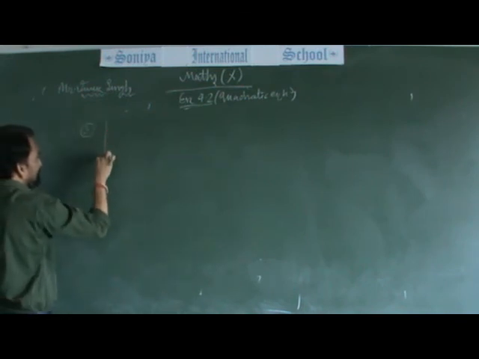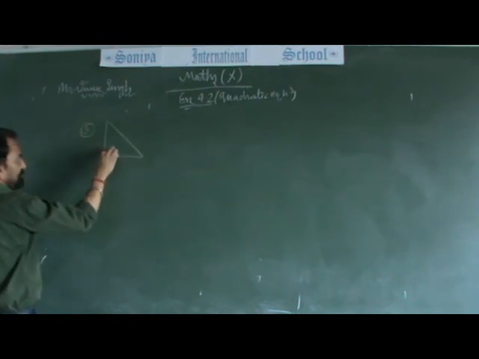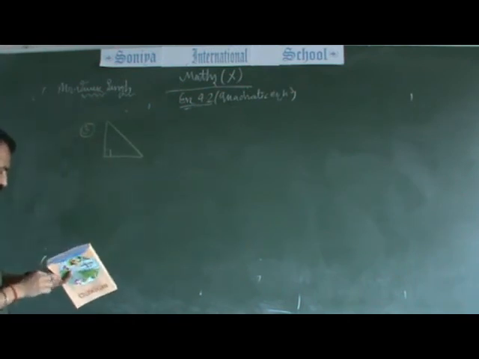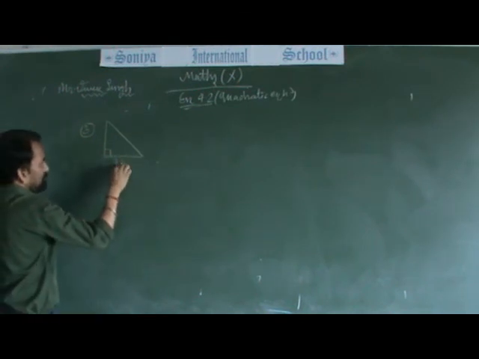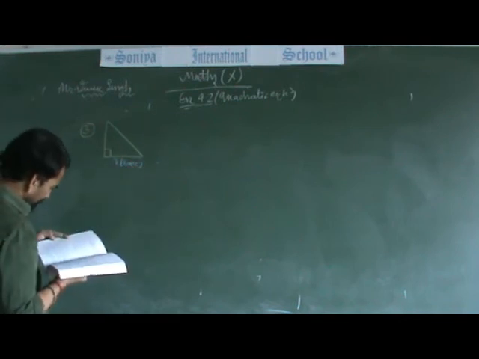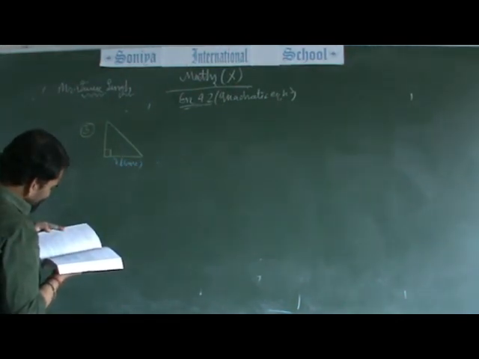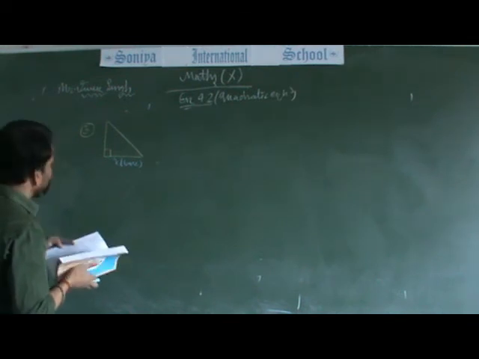Draw a right angle triangle. This is a right angle triangle. Why right angle triangle? Because that angle is equal to 90 degrees. What is this? This is the base. Let us suppose the base equals x. The altitude of a right angle triangle is 7 cm less than its base.